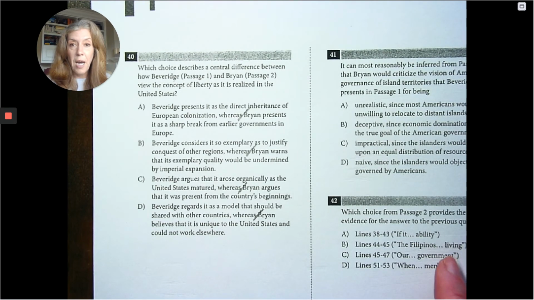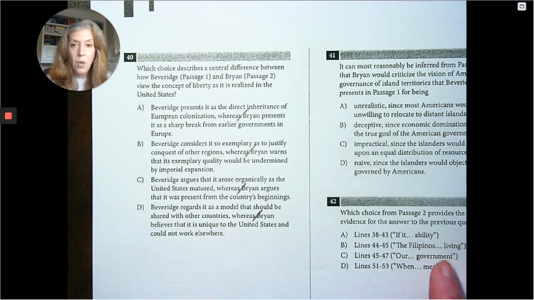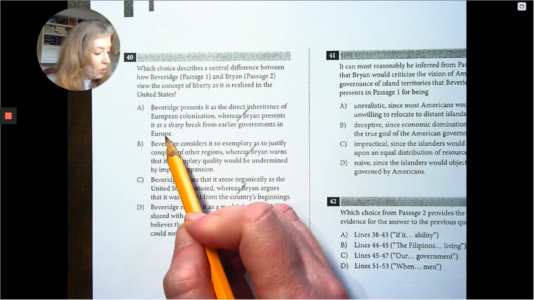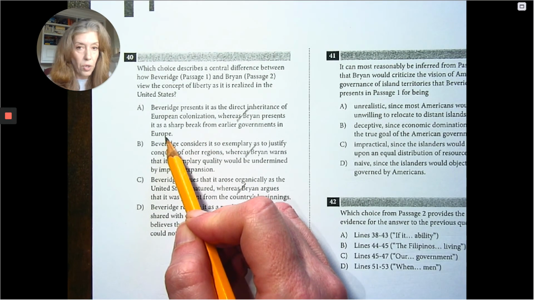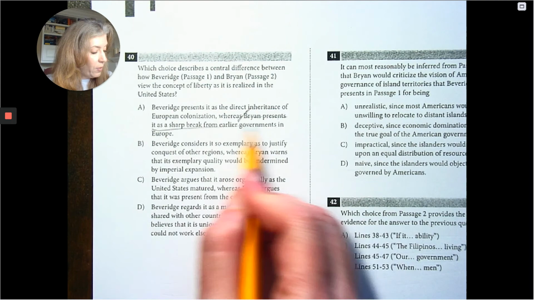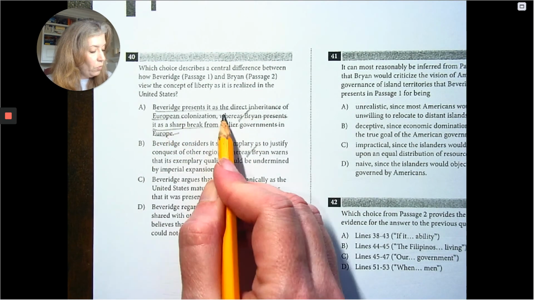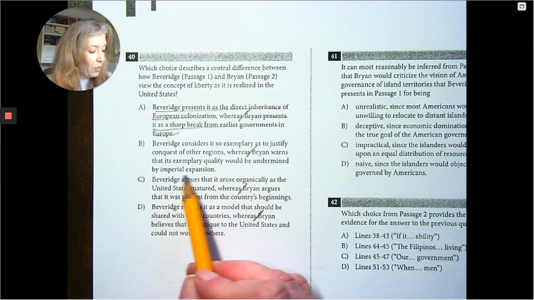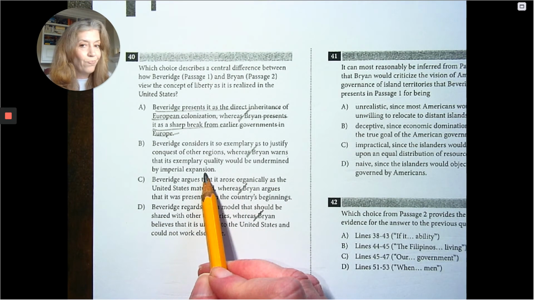Let me show you how it's done. I believe that I'm going to stick with passage 2. I feel more confident with Bryan's theme. So Bryan in passage 2 views the concept of liberty as it is realized in the United States as Bryan presents it as a sharp break from earlier governments in Europe. That's not true. So I'm going to get rid of this one. Bryan warns that its exemplary quality would be undermined by imperial expansion. I do like that one. I'm going to keep that one.